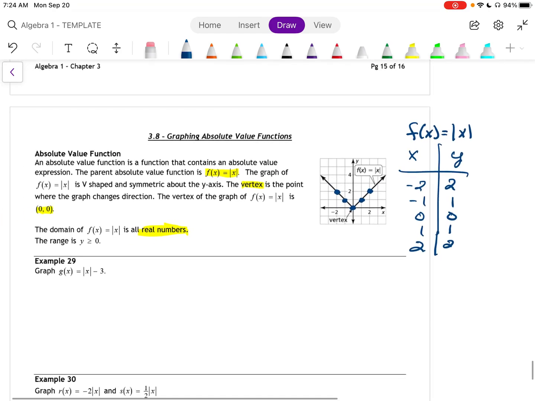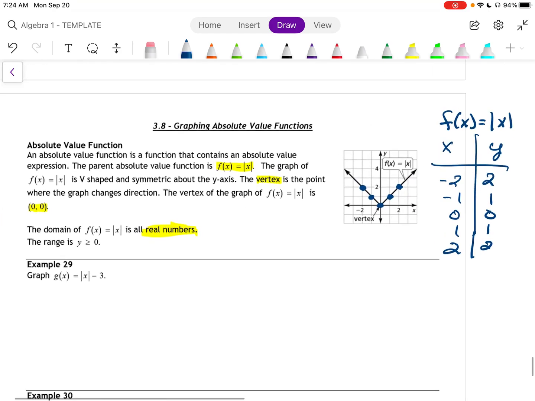So you could go about this and do a t-chart for every single one of these, and that would be okay. That would not be wrong. But we're going to try to look at them as if we're shifting them, like what we learned with the lines.